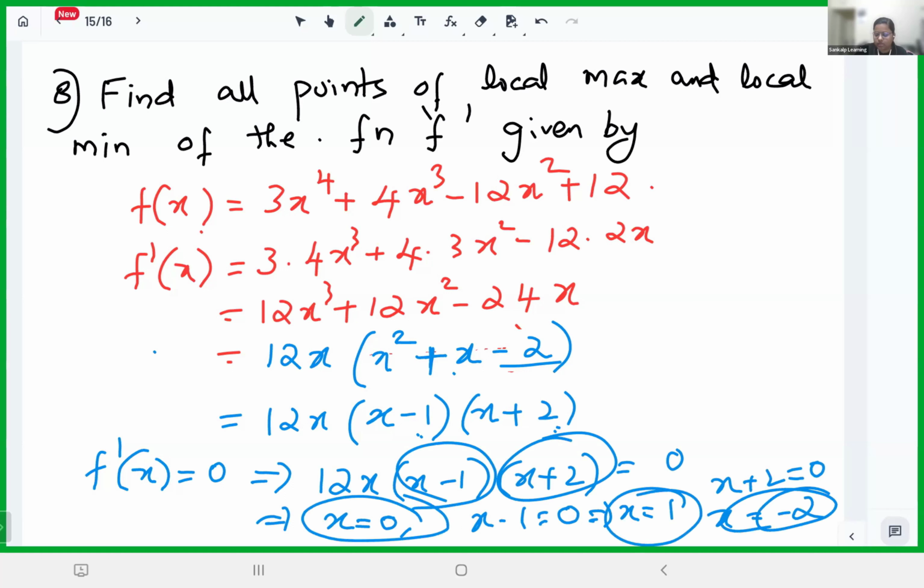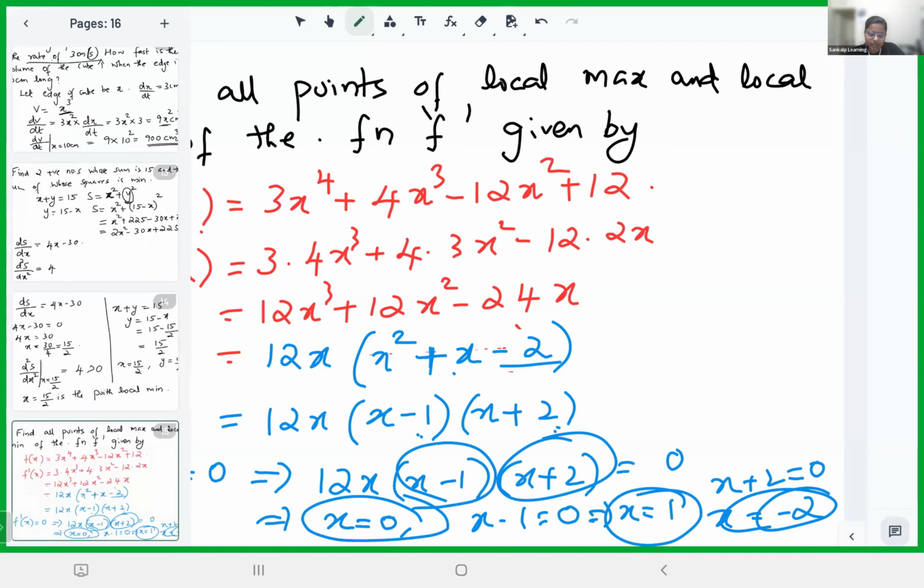Which are the critical points of this particular function? x equal to 0, x equal to 1 and x equal to minus 2 are the critical points of this function. Okay, and we need f double dash of x, since if you have to apply the second derivative test, we need f double dash of x also, isn't it?